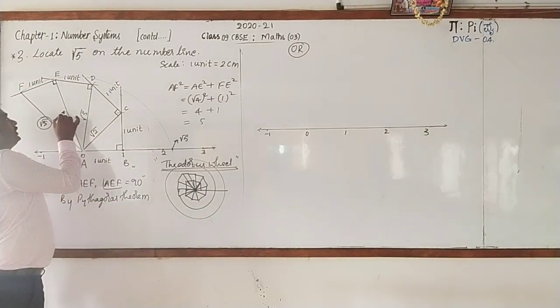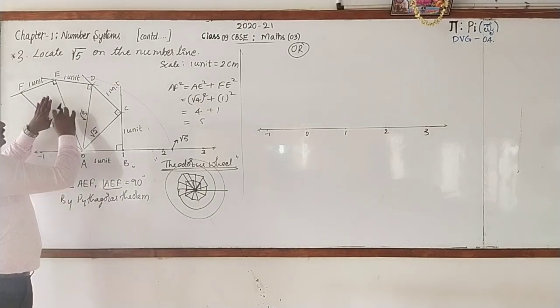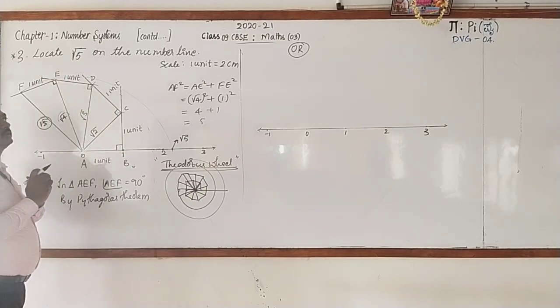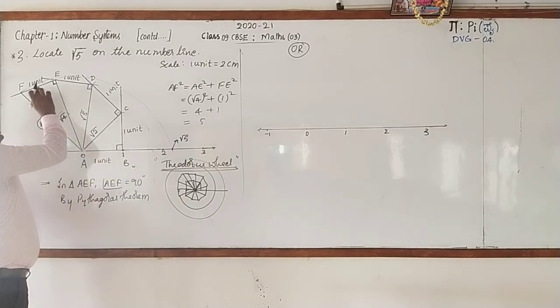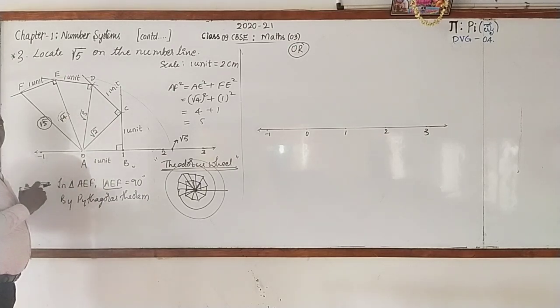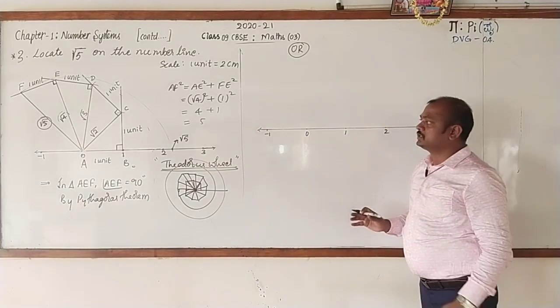Then here, what is root 4? Root 4 is nothing but 2. Then can we say that AE is 2 unit? Yes. Understood? 2 unit and this is 1 unit. Together will give root 5 unit on applying Pythagoras property. Clear? I hope that you all have understood this.